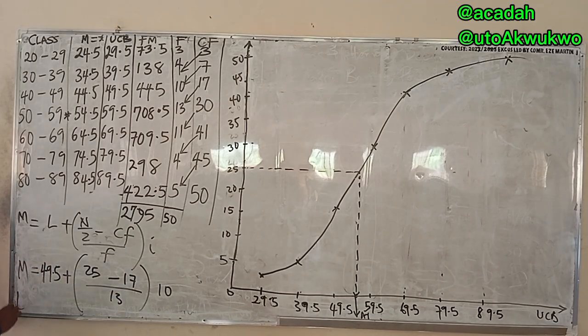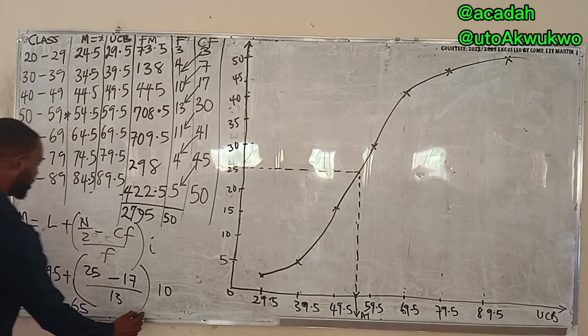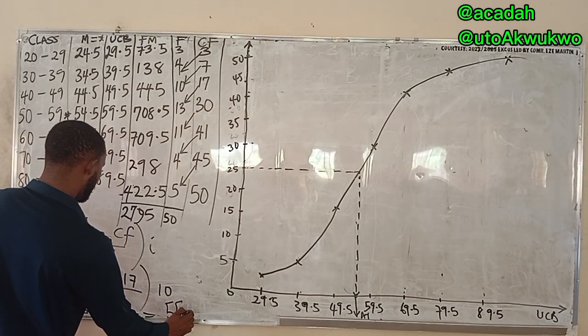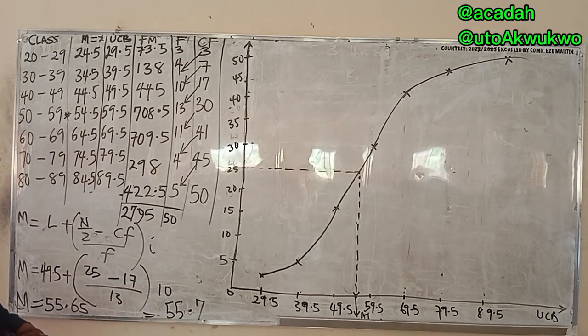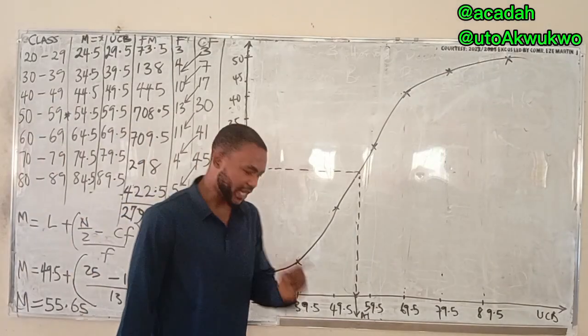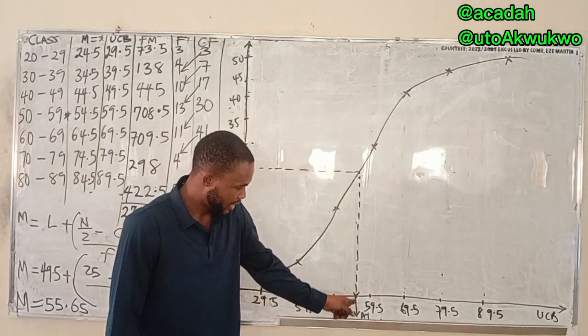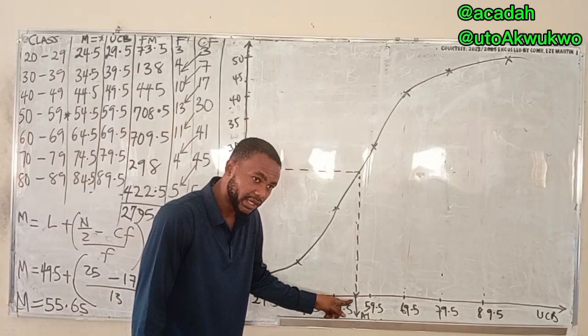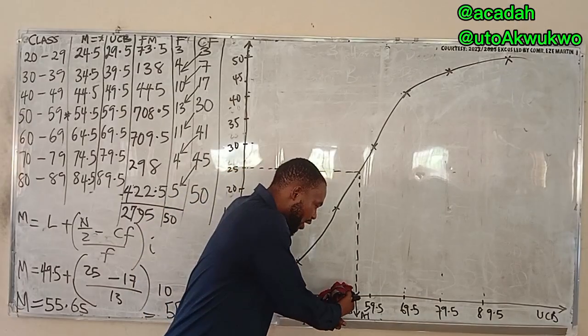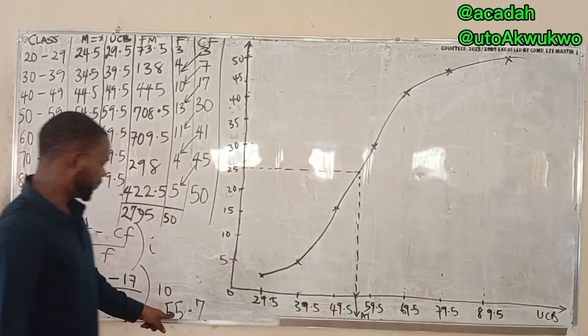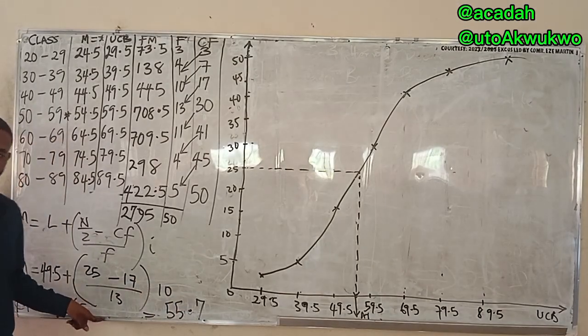Okay, so we got 5.6. So approximately 55.7. So what it means is that if you are using your graph to mark this down, by the time you come and check here, the measurement you will have here will give you 55.7 or 55.65. Are you getting it now?